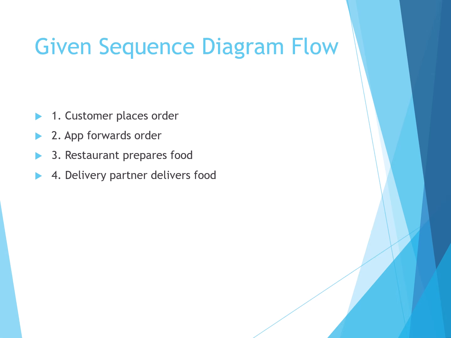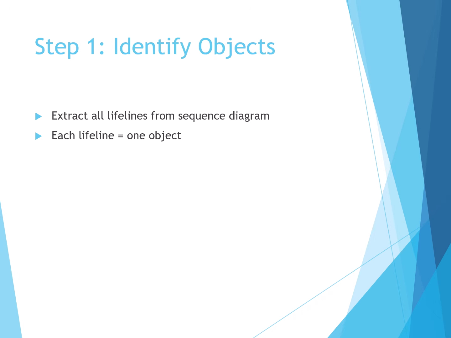Now, how to draw a collaboration diagram from this? Let me tell you the step by step process. First thing is identify objects. In the sequence diagram, each vertical line becomes one object in the collaboration diagram. So our objects are customer, app, restaurant and delivery partner. Each lifeline is one object.